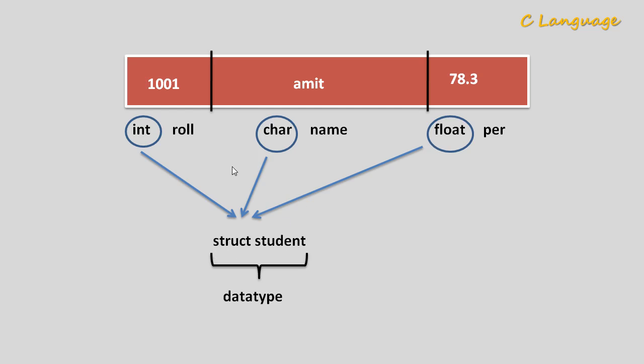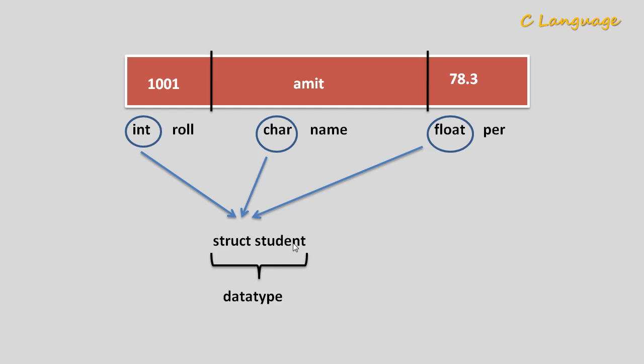So now the system knows that the data type of this location and this location is the same, and that the data type is struct student. But within the struct student, there are int, char, and float. So the int, char, and float are encapsulated, or you can say wrapped up or bound up, within struct student.